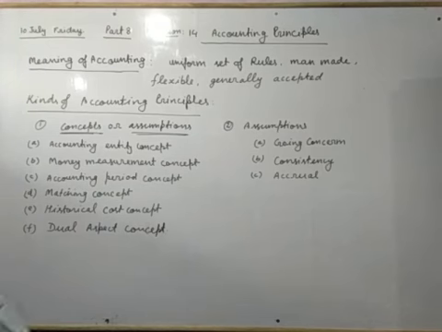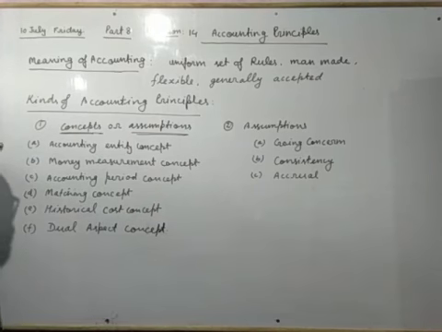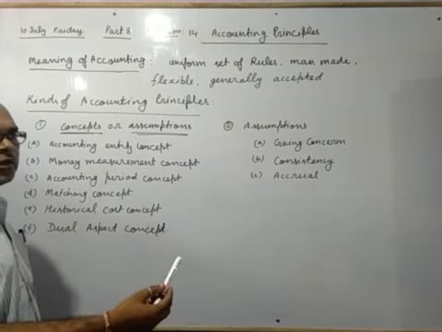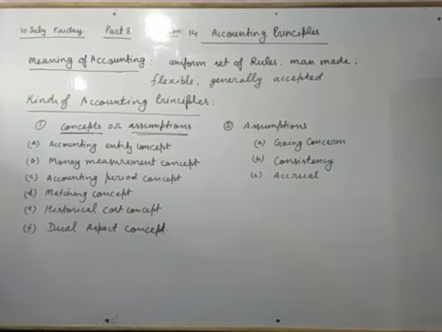Due to this concept, the total of the trial balance debit column will always be equal to the total of the trial balance credit column. And the same in the balance sheet, the total of liabilities and capital will always be equal to the total of the assets.